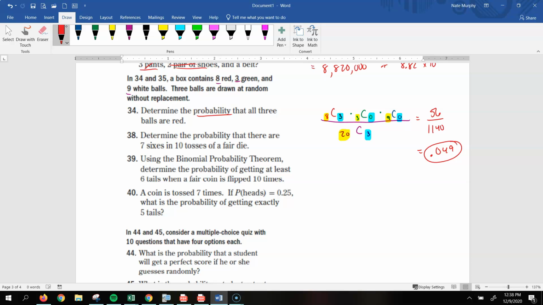So again, the way that you know that you don't use a binomial probability is because a binomial probability only has 2 outcomes, a success and a failure. So this one you want to treat just like we did earlier in the chapter. All right, let's look at number 38.